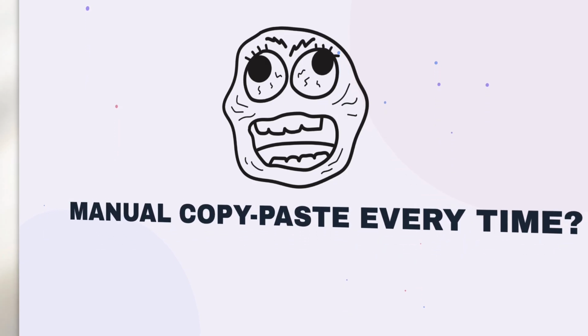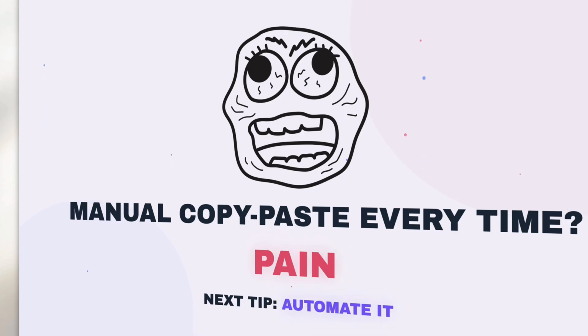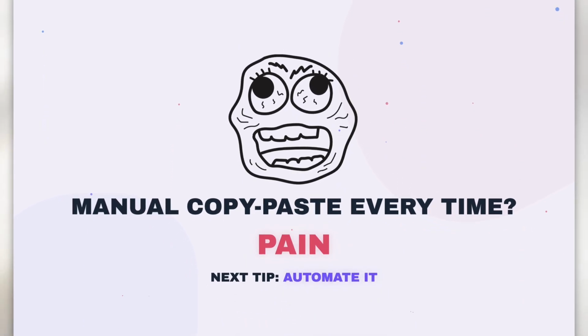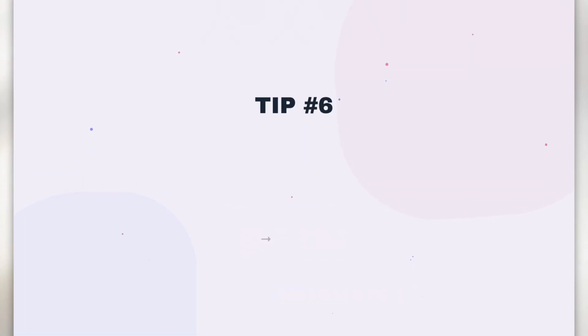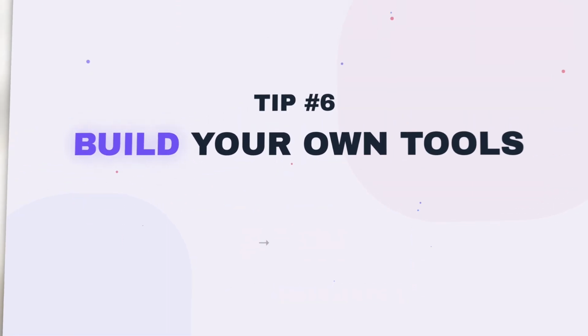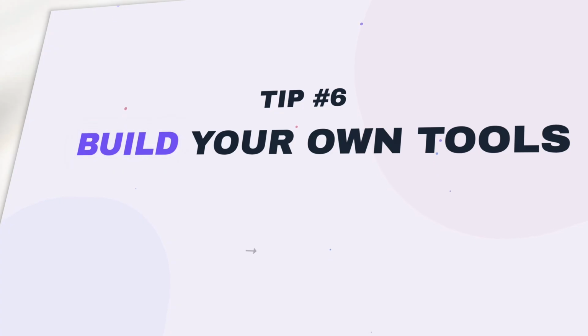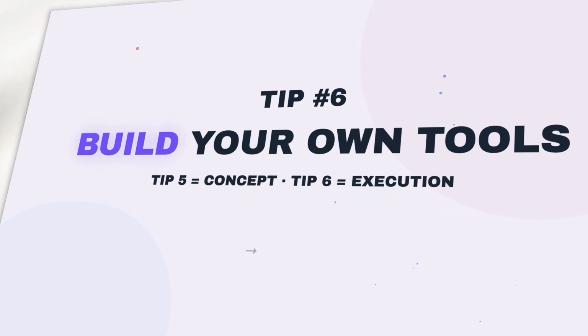Now, you might be thinking, finding the right code every time and manually copying it over sounds like a pain too, right? Exactly. So in the next tip, I'll show you how to automate that whole thing. Tip 6. Build your own tools to automate context grabbing. Tip 5 was the concept. This is how you actually pull it off.